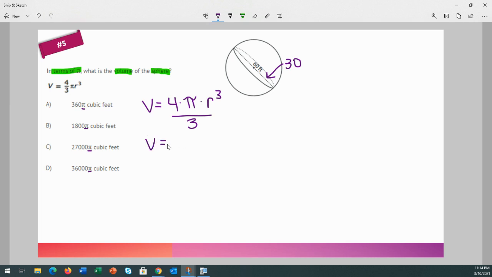So volume equals 4 times pi. Remember, they want us to leave it in terms of pi, so don't replace it with 3.14. Just stick that pi symbol in there. Times the radius to the third power. Okay, so the radius we figured out is 30. And we need to figure out what 30 to the third power is. All of that gets divided by 3.